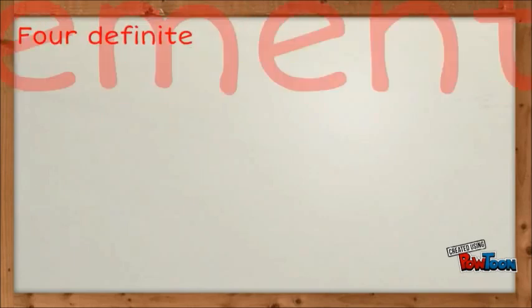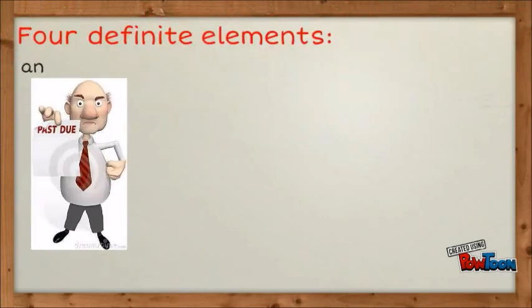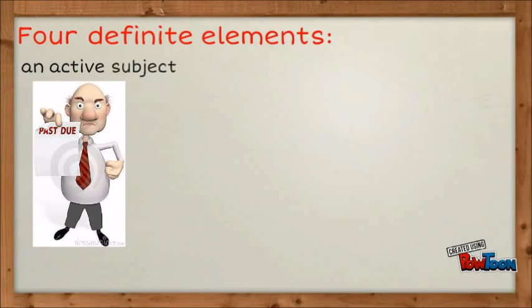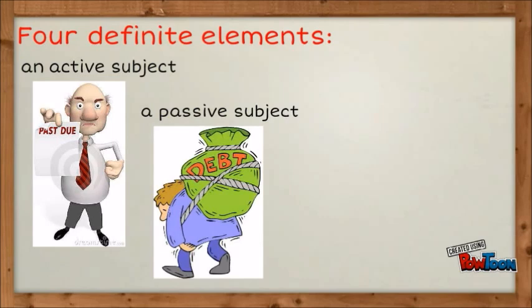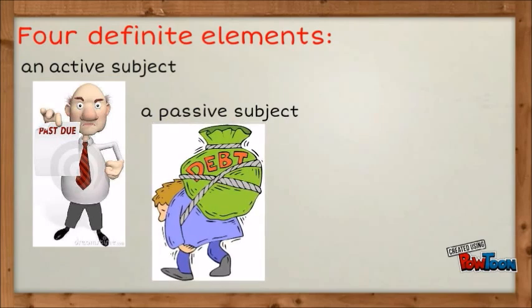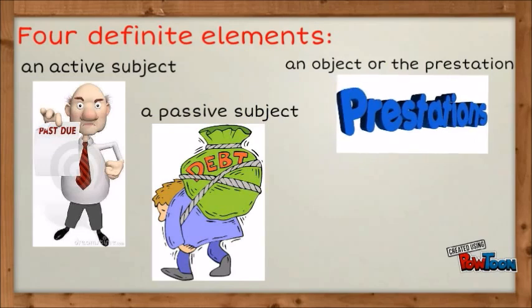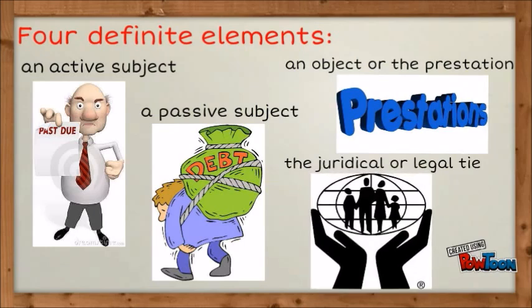Every obligation has four definite elements, without which no obligation can exist. First is an active subject, also known as the obligee or the creditor. Next is the passive subject, also known as the debtor, who is bound to perform the prestation. Prestation means a duty to do or not to do something in fulfillment of an obligation or the performance of such duty. Third is an object or the prestation, which is an object or undertaking to give, to do, or not to do. Lastly, the juridical or legal tie, the vinculum which binds the contracting parties.